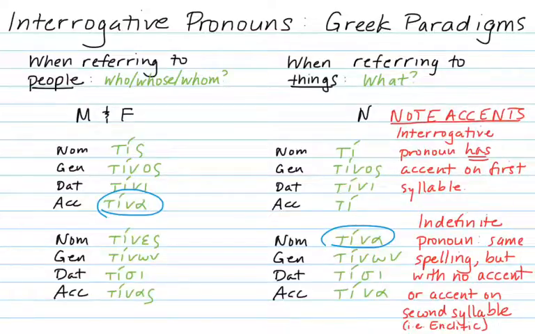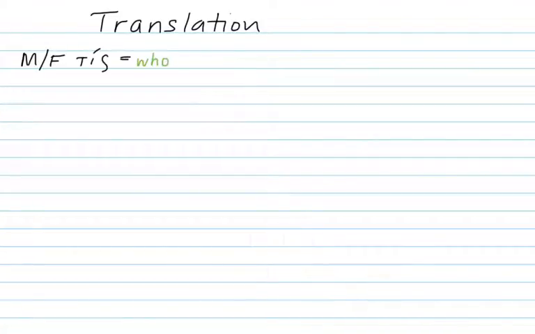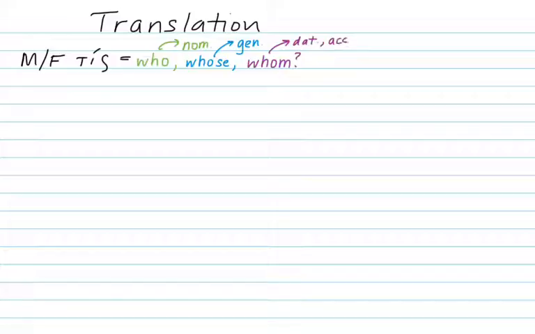But now on to the part you really want to know, which is how in the world do we translate the interrogative pronouns. So let's use the masculine and feminine, who, whose, and whom, and we'll look at the different cases. For the Greek nominative case, you can translate it with the English who. The English whose is a nice translation of the Greek genitive case, and the English whom is a translation of the Greek dative and accusative cases. Let's look at an example in each case.